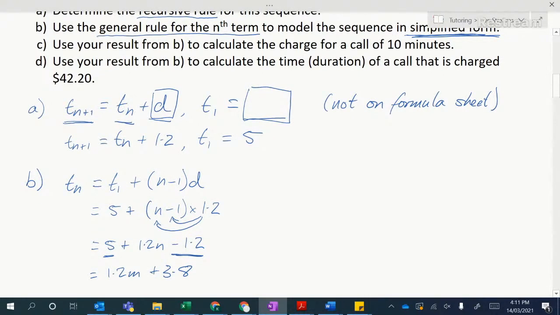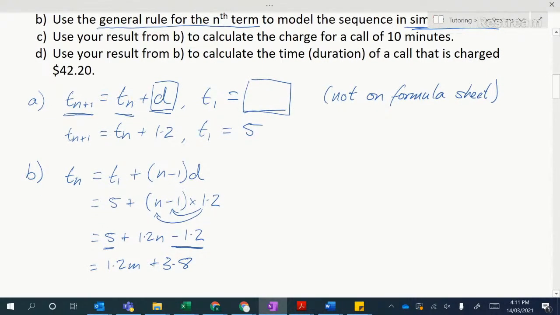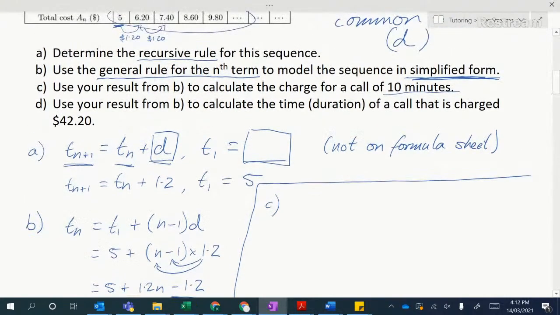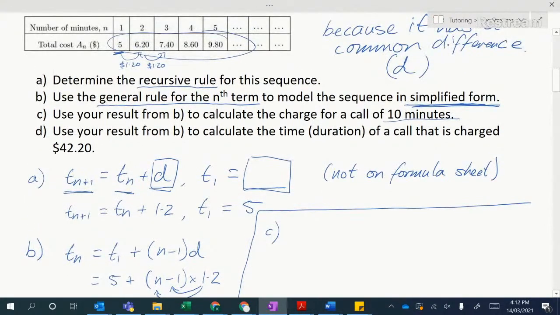Okay, let's have a look at C now. We need our answer from part B to calculate the charge of a call, a 10-minute call. Okay, so have a think about our equation here. And what is being represented? What would the minutes be in this case? If I go back up to the table, you can see there's a clue here.